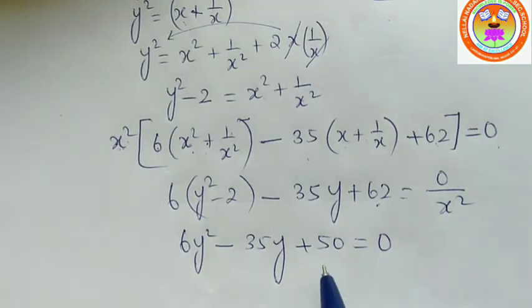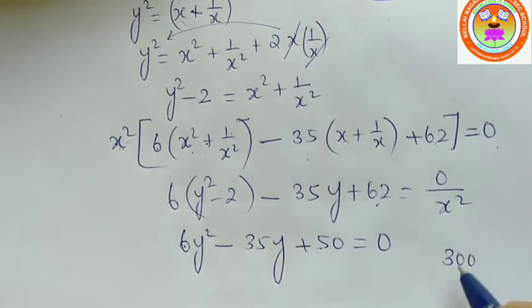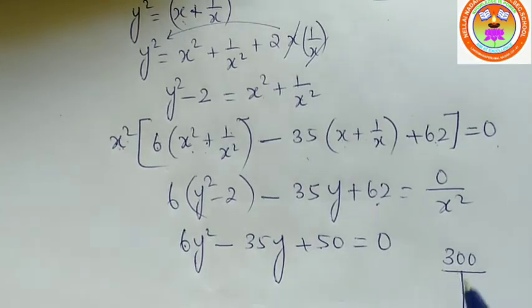So we got one quadratic equation in y. 6 times 50 is 300. So find two numbers whose product is 300 and whose sum is 35.